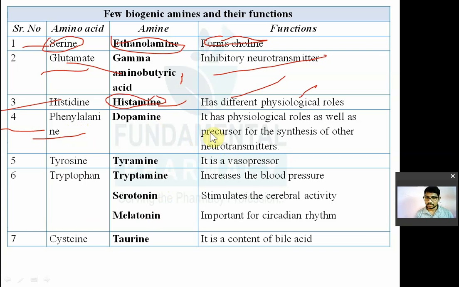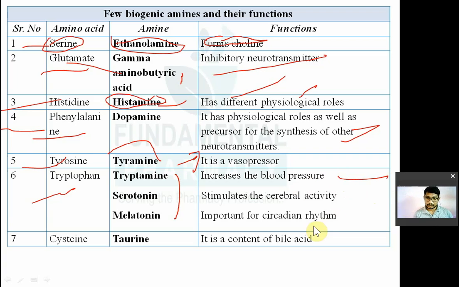Then serotonin is again an important messenger in your body, and it is known as 5-hydroxytryptamine and responsible for the awakening of your brain, stimulating the cerebral activity. Then next one is melatonin. Melatonin controls the circadian rhythm of your body. Circadian rhythm मतलब स्लीप साइकिल. आप देखो ऑटोमेटिकली आपको 10 बजे सोने की आदत है तो दूसरे दिन 10 बजे ही आपको नींद आएगी, उससे पहले नहीं आएगी. That is controlled by melatonin, circadian rhythm of your body.